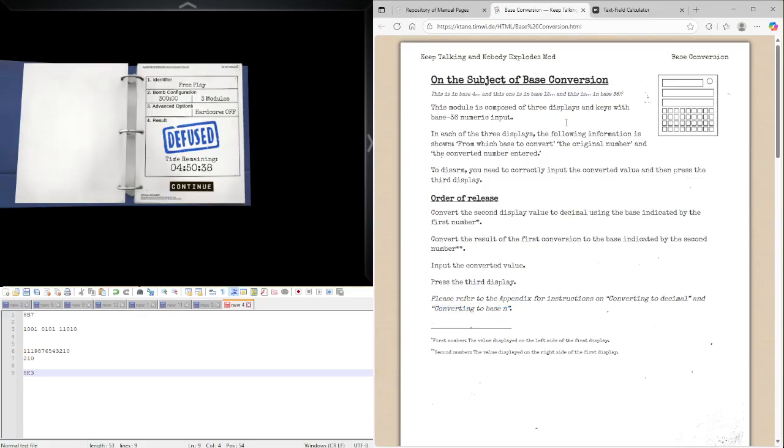So, that was base conversion. Hopefully this module makes a bit more sense now.